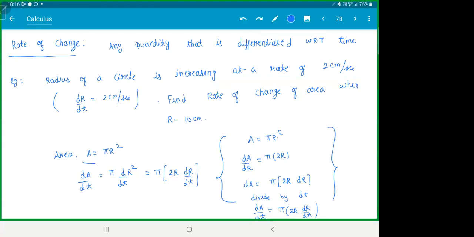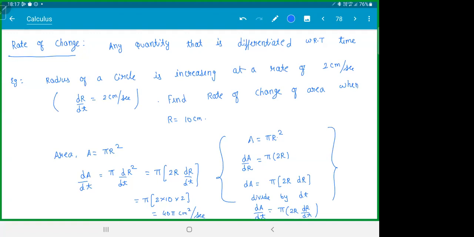How did I get from here to here? Once you got this, the question is over. Pi r is how much? 10 centimeter given. dr by dt is how much? 2 centimeter given. Substitute here. So that will be 2 into 10 into 2, 40 pi centimeter square per second. So every second the area is changing by 40 pi centimeter square when r is 10.